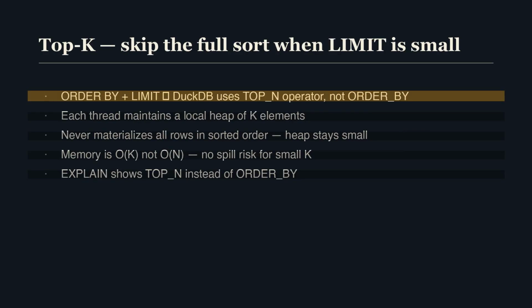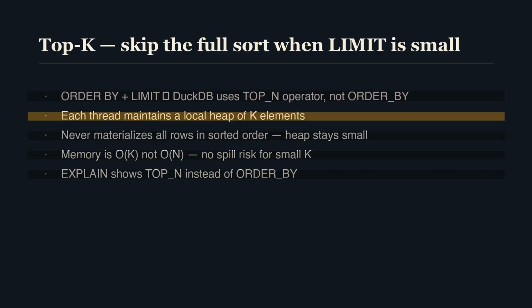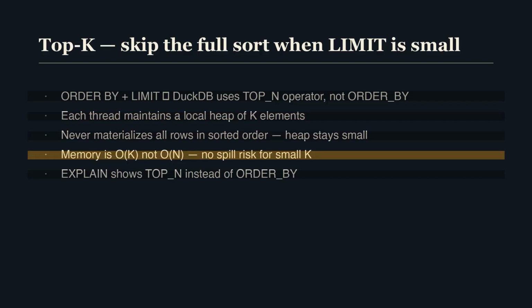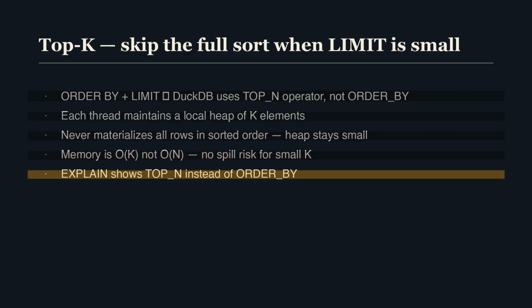Here's how DuckDB skips the full sort when the limit is small. When you use ORDER BY plus LIMIT, DuckDB uses the top-N operator, not ORDER BY. Each thread maintains a local heap of k elements. The database never materializes all rows in sorted order, so the heap stays small. Memory is O(k), not O(n), so there's no spill risk for small k. The EXPLAIN command shows top-N instead of ORDER BY.